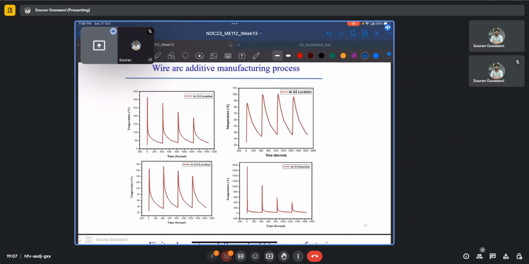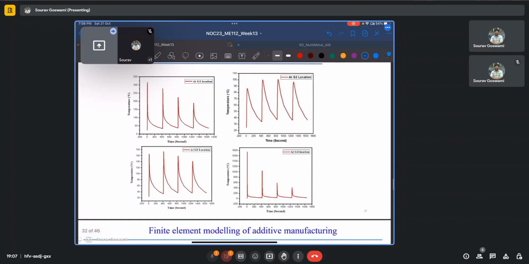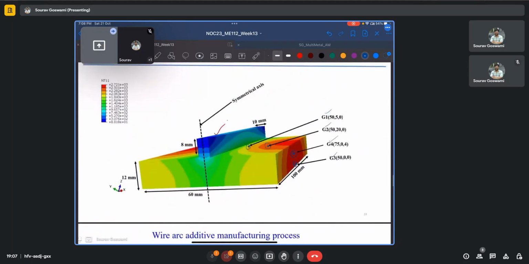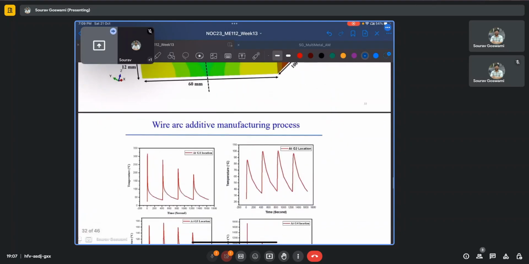We see that depending on the location of the point chosen, the thermal cycles are different. And depending on the type of information that we seek, we must make this choice. Also, in certain cases, a wire may be placed in between the layers such that we can study the effect of thermal cycling on the build itself rather than just on the substrate.